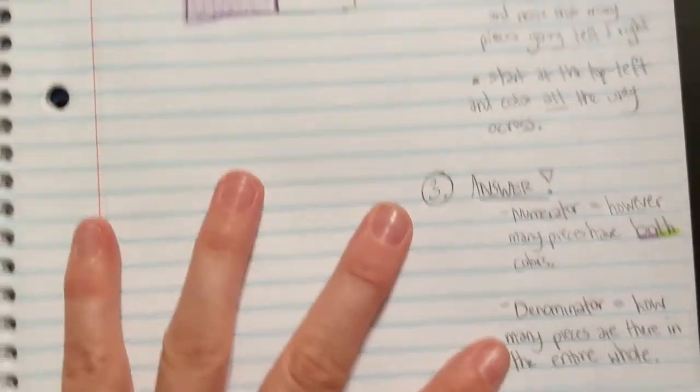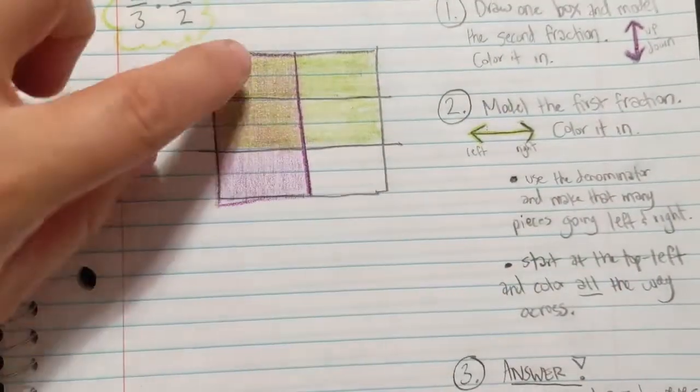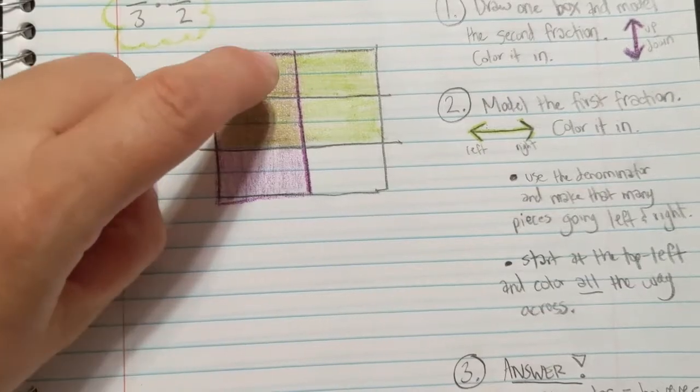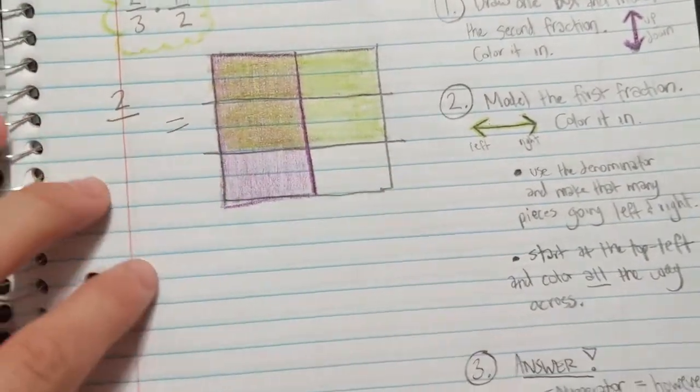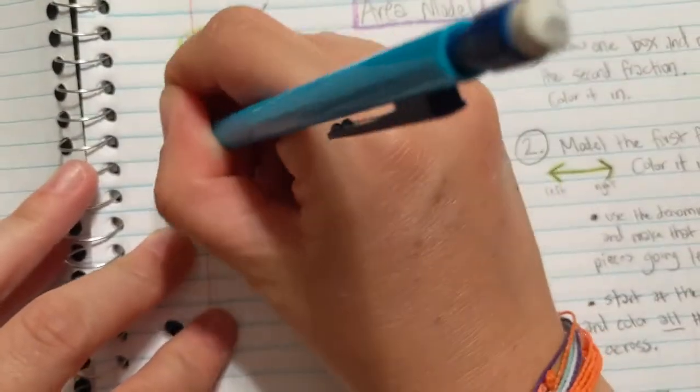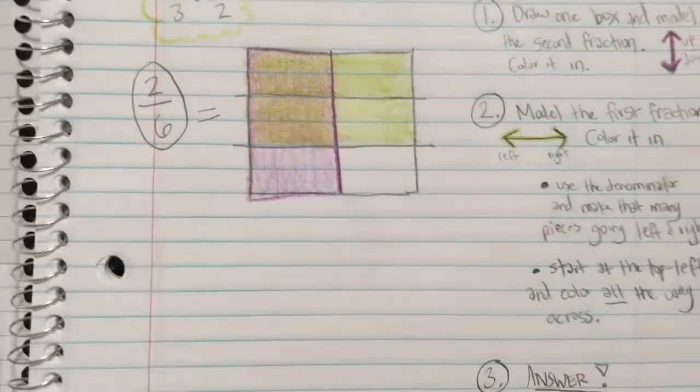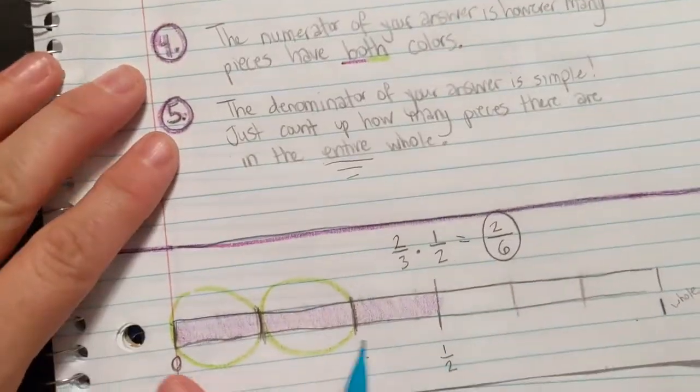So, we got to look at our model again. How many pieces are there total? They're like little baby rectangles now. There's 1, 2, 3, 4, 5, 6. There are 6. So we knew that it was 2/6 because we showed that with our bar model, 2/6. But this time we just did it with the area model.